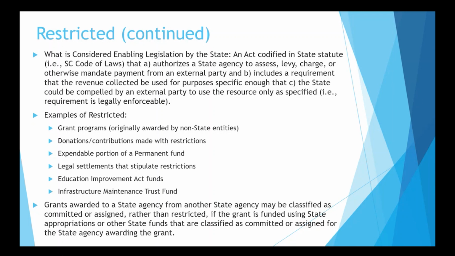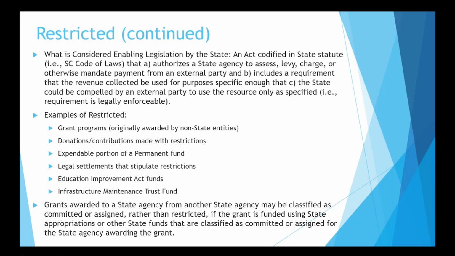I also want to mention that grants awarded to a state agency from another state agency may end up being classified as committed or assigned rather than restricted if the grant is funded using state appropriations or other state funds that are classified as committed or assigned for the state agency awarding the grant. So, you know, if a state agency is passing through federal funds to you, that is different. But let's just say they got a non-recurring appropriation in a fiscal year and they awarded a grant to another state agency. That particular case is not going to end up being classified as restricted. I don't think we have a lot of that, but I did have a few last year that I kind of had to dig in and see what was really going on.